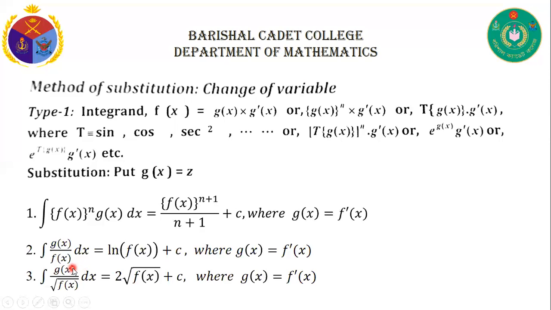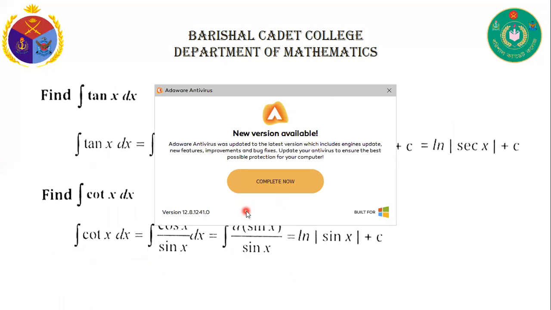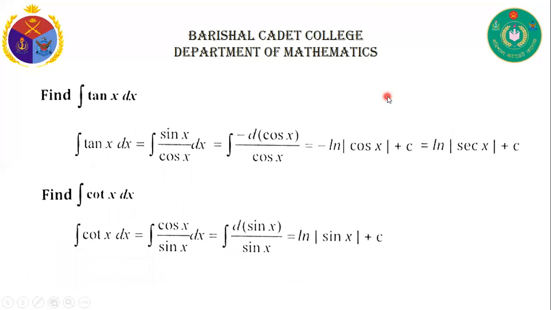So here g of x means f prime x divided by square root of f of x, and the integral of that dx equals 2 square root of f of x plus c. So boys, now we know the formula for the integration of sin x and cos x, but we don't yet integrate the other trigonometric functions. So now we find the integration formulas of tan x, cot x, sec x, cosec x.